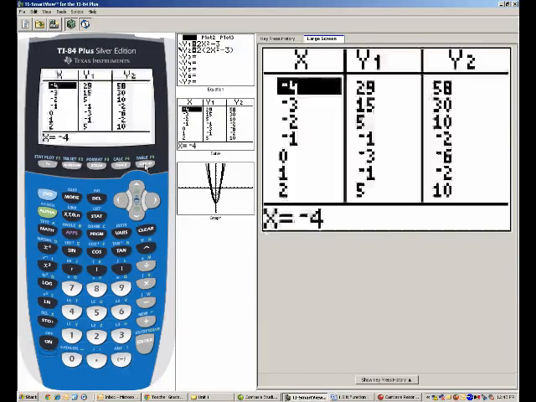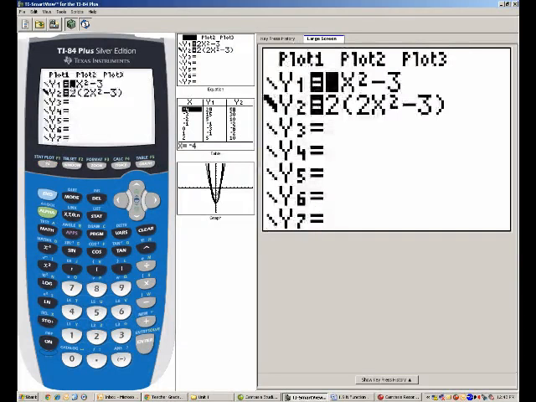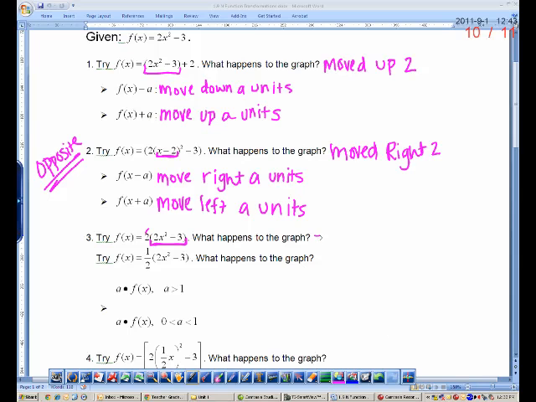What do you notice about your 2 y values? They doubled. They were multiplied by 2. Okay? That makes sense if we think about the fact that we took our function and what do we do to it? Multiplied by 2. Okay? So what happened was the y values were multiplied by 2.